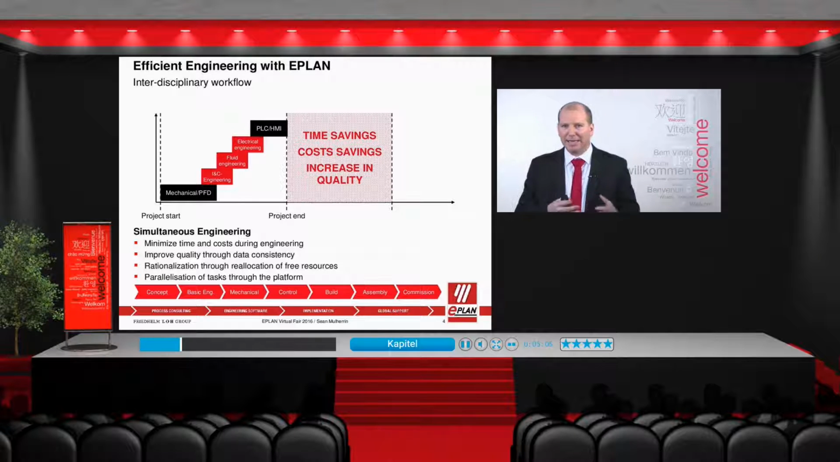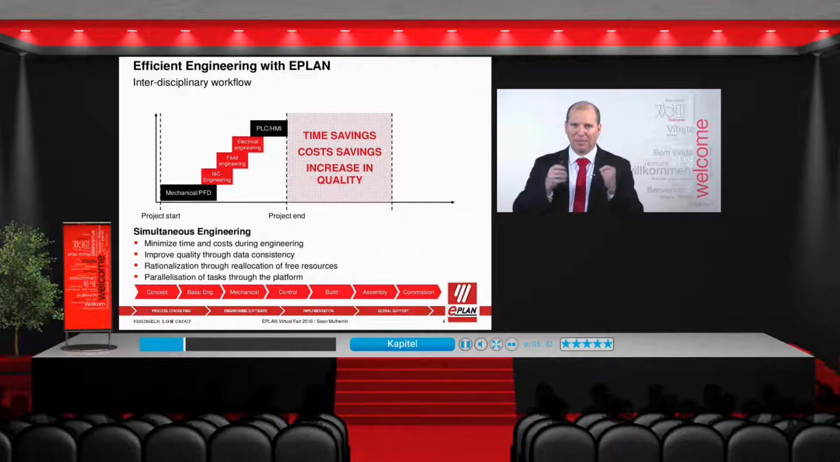And finally, you can take that data and simply give it over to your programming department so they don't have to re-enter the data. So you minimize the time and cost during your engineering. You can improve the quality of your design with fewer errors. And finally, you can allocate the free resources that you now have to additional tasks. And you can also design in parallel. So you can work much faster and you can complete your system in a lot shorter time.